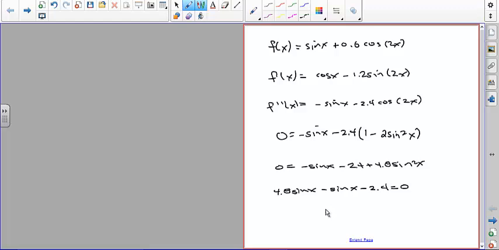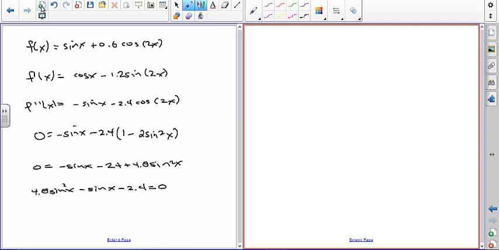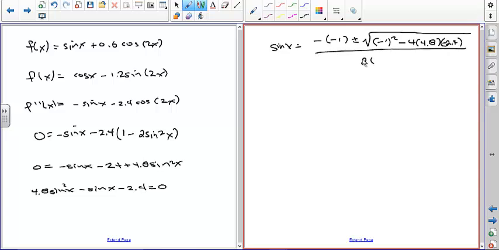Then you have to use this sine squared, so then you have to use the quadratic formula. So you'd have that the sine of x equals minus negative 1 plus or minus the square root of negative 1 squared minus 4 times 4.8 times negative 2.4, all divided by 2 times 4.8.